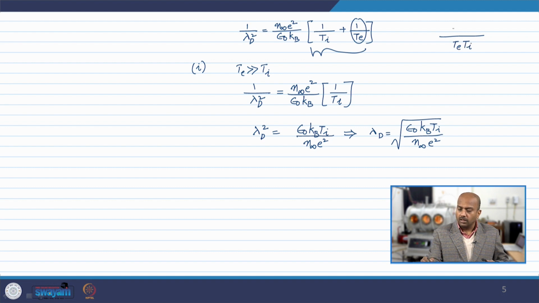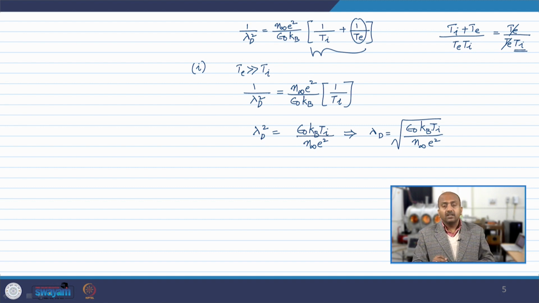We can arrive at the same result by saying that the sum is Ti plus Te over Te Ti. When electron temperature is very large, we can write it as Te divided by Te Ti. So, this will get cancelled. You will be left with Ti. That is what we have, right. That means, when electron temperature is larger, the Debye length is decided by the ion temperature, right.